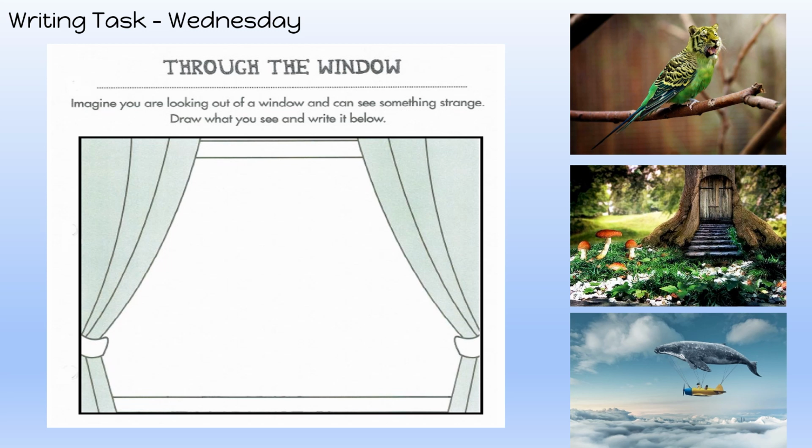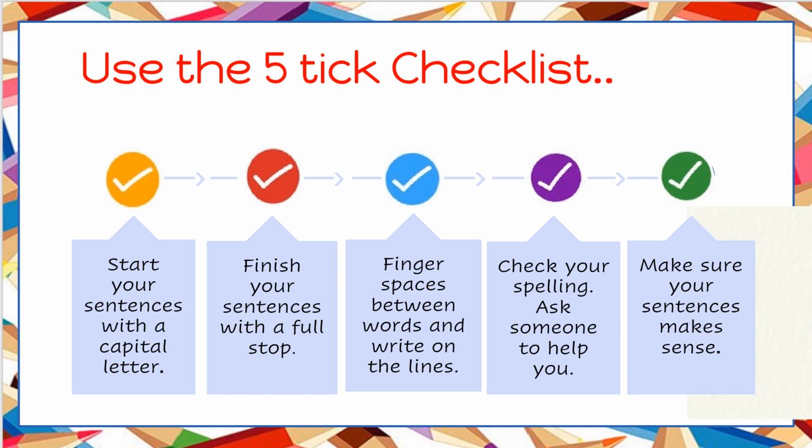Now, once again, boys and girls, you are only writing a sizzling start. You're not writing the whole narrative. So once you're happy with your sizzling start, it's time to use my five-tick checklist. Did you start each sentence with a capital letter? Did you finish all your sentences with a full stop? But you might have used exclamation marks or question marks as well. Did you leave finger spaces between your words and write neatly on the lines?